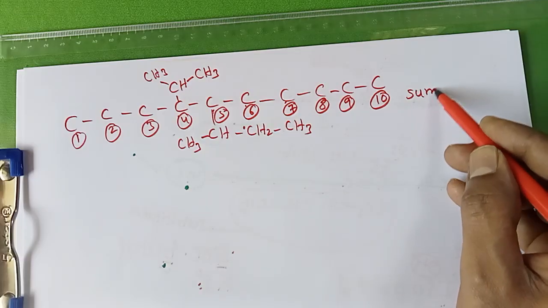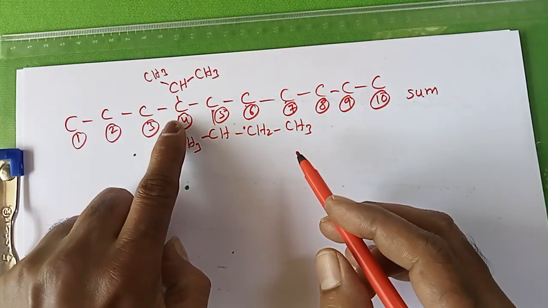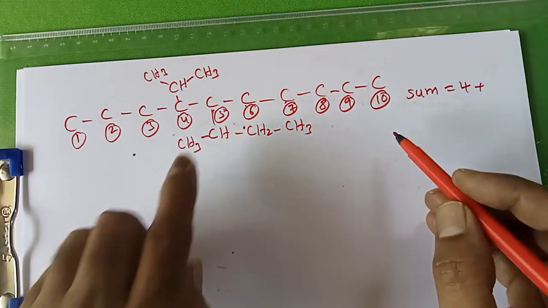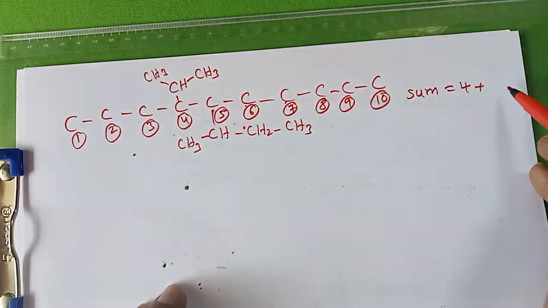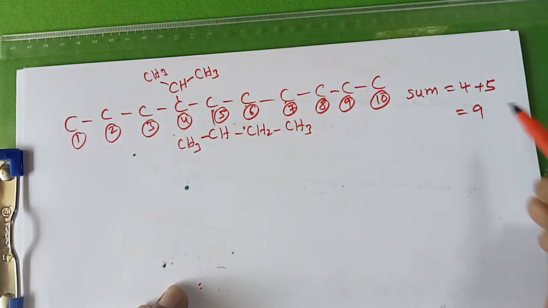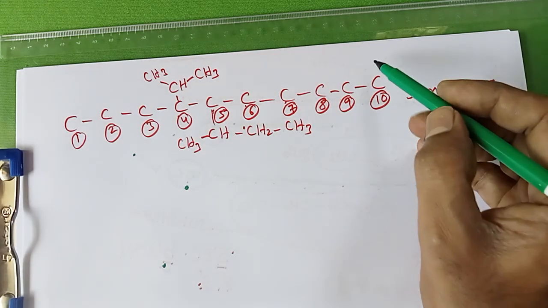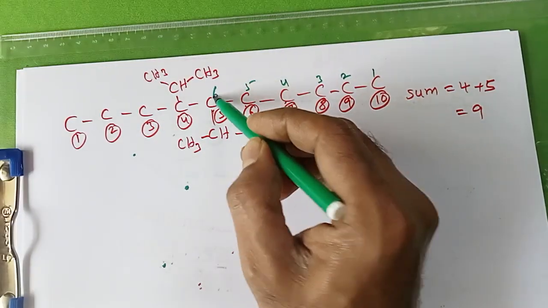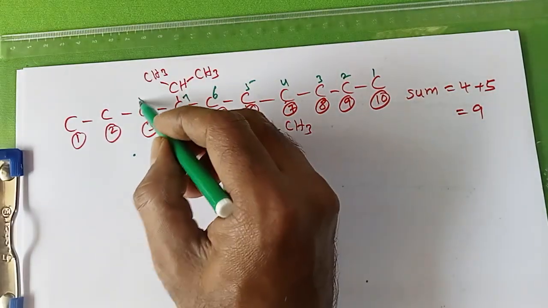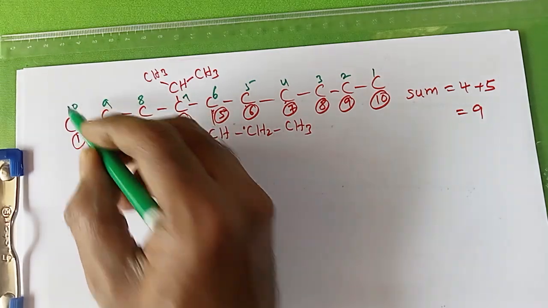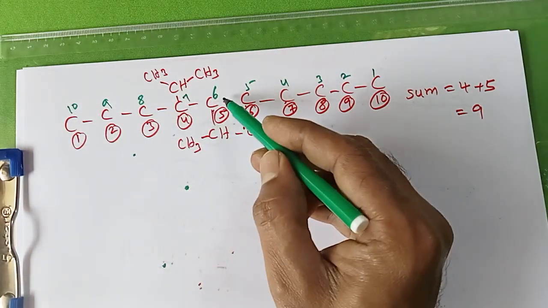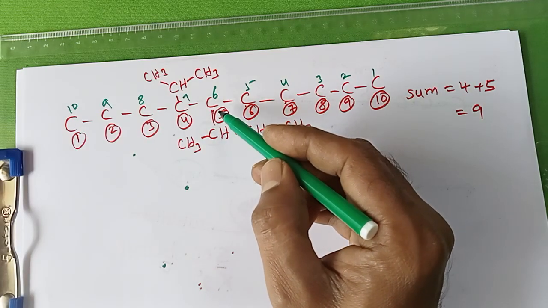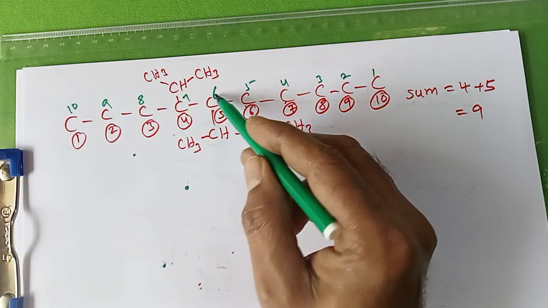What is the sum value for this numbering? The isopropyl branch is at the 4th carbon, so 4 plus this at the 5th carbon. 4 plus 5 is equal to 9. If you give the numbering in reverse, 1 to 10, what is the sum value? The first branch is at the 6th carbon, so the lowest set of locants rule is violated. 6 plus 7.